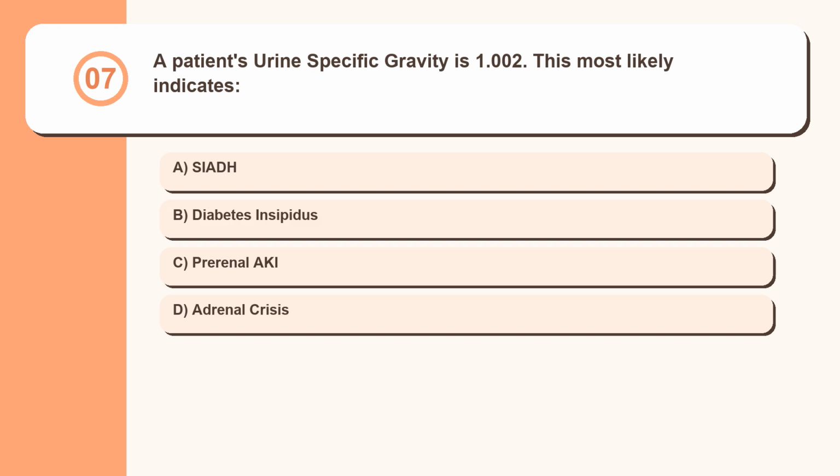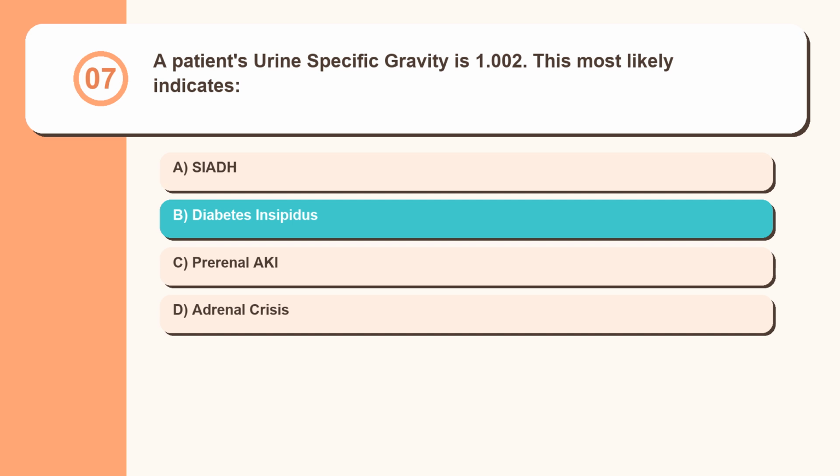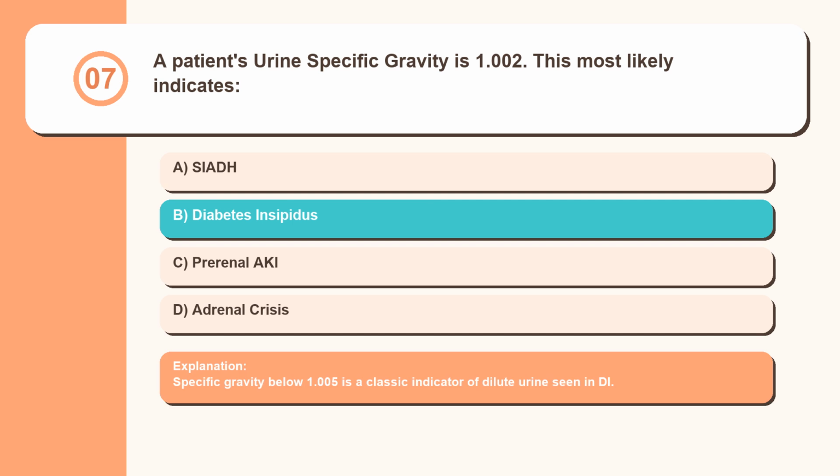Question 7. A patient's urine-specific gravity is 1.002. This most likely indicates SIADH, diabetes insipidus, prerenal AKI, adrenal crisis. Specific gravity below 1.005 is a classic indicator of dilute urine seen in DI.